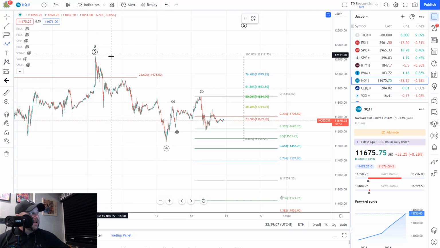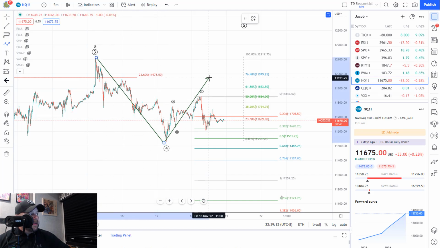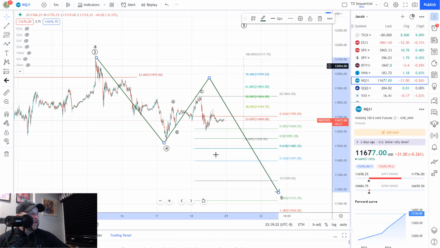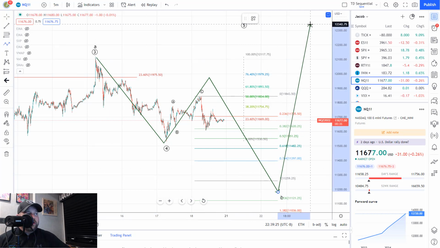Over on the NASDAQ, as you can expect, very similar counts here, where we would have completed that A wave top back here at around the 12,128 area, 12,117 area. Then you got an ABC down, so this would be A, B, C down toward the 11,100 area to complete the move down on the NASDAQ. Then you'd look for a pretty strong rally up toward the 13,000 area. So from here, you'd look for a rally up towards 13,000.